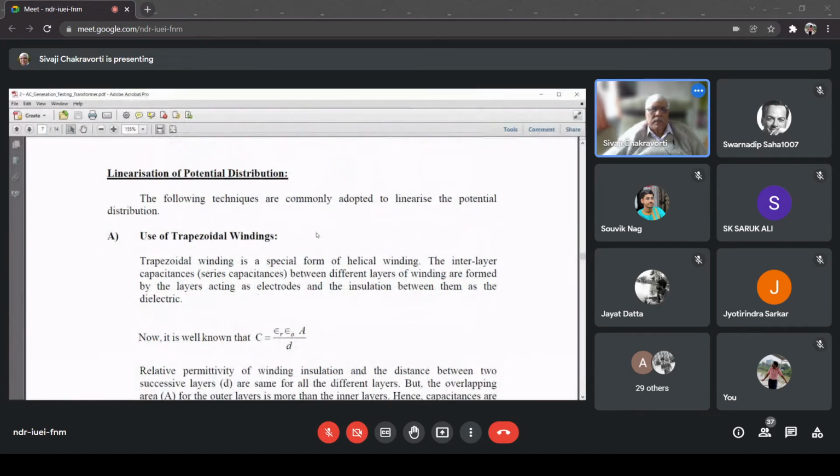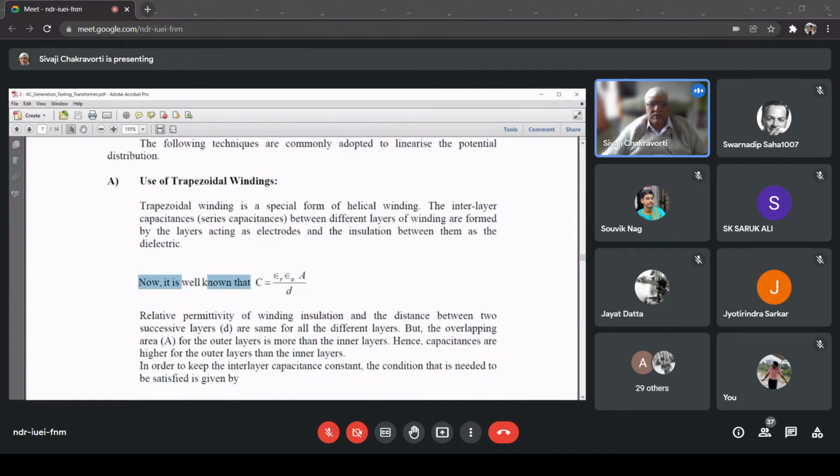Now coming to this nonlinear potential distribution. A question will automatically arise in our mind: can I make this linear? The answer is you cannot make it perfectly linear. That is just not possible. But definitely we can improve the nonlinearity. That means making it as linear or as uniform as possible. One such methodology is the use of trapezoidal winding. You all know this well-known expression of C, that is epsilon A by D.